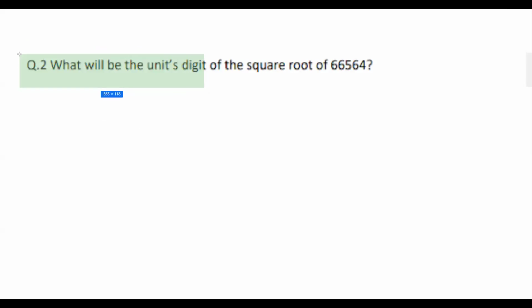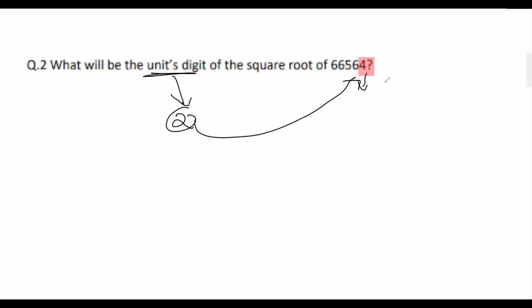The next question is, what will be the unit digit in the square root of this? So we just have to see the unit digit. We don't have to see the whole number. Just look into the unit digit. You see the square root of 4 ends with what? 2. So we'll say that the unit digit of the square root of the following will end with the digit 2. You may alternately think of the digit whose square ends with 4, the reverse way. So it is 2 whose square ends with 4.